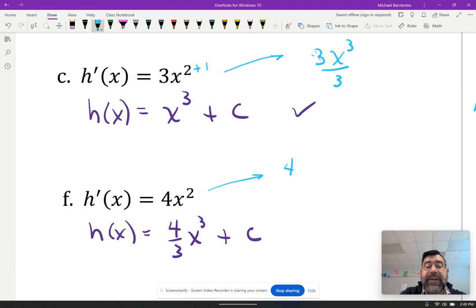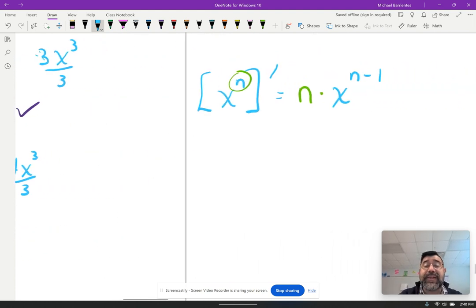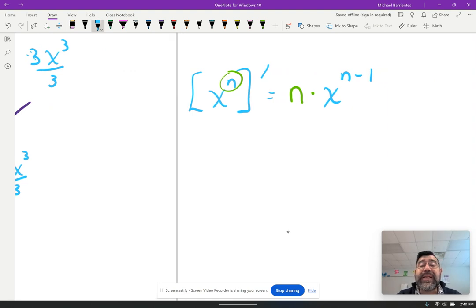I can do the same thing here. I'm going to add 1 to the exponent, divide by the new exponent, and that's how I got 4/3 x to the third. So there is a reverse power rule that just does the opposite operations in reverse order of the power rule. In the regular power rule, we multiplied and then subtracted 1 from the exponent. So go backwards: add 1 to the exponent and divide by the new exponent.